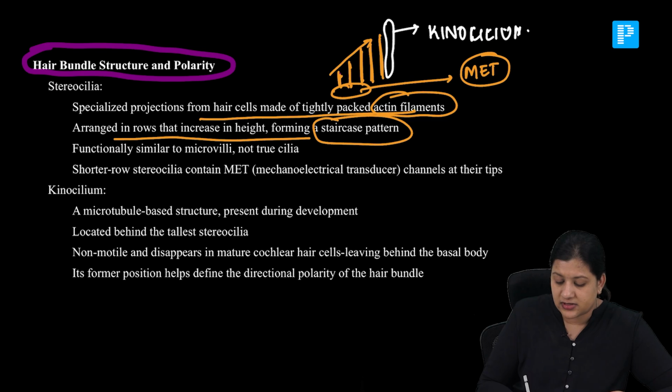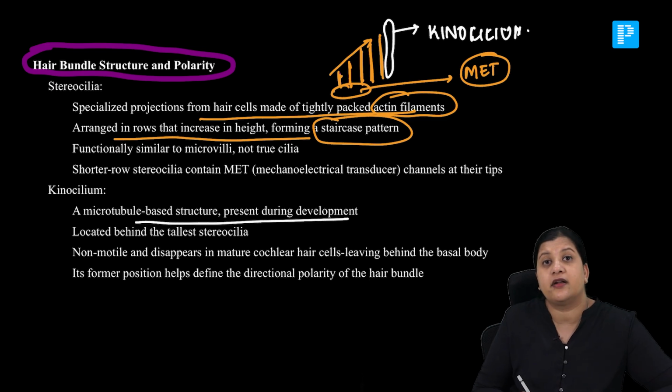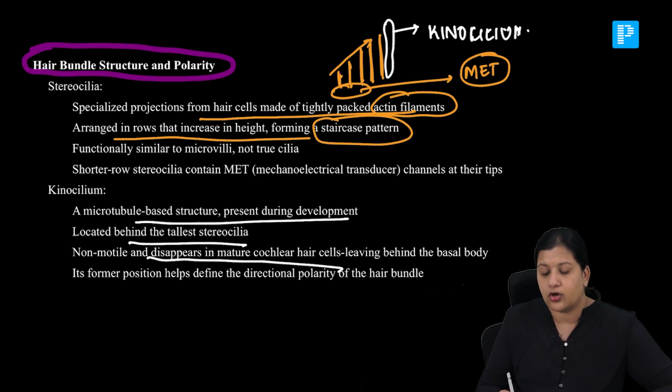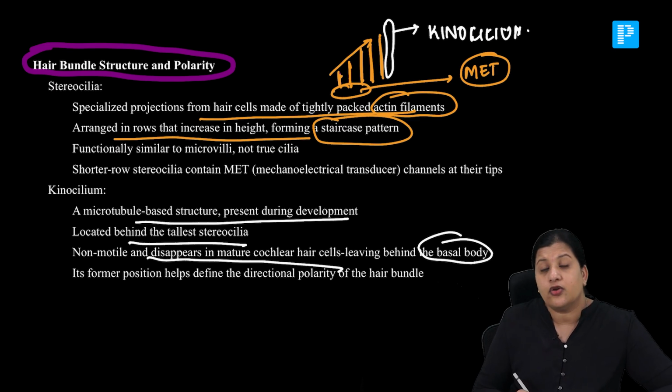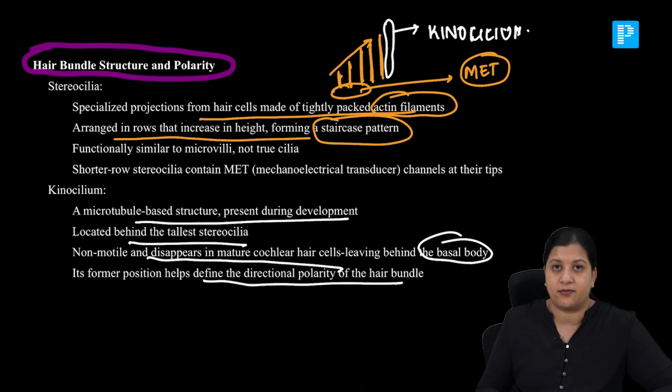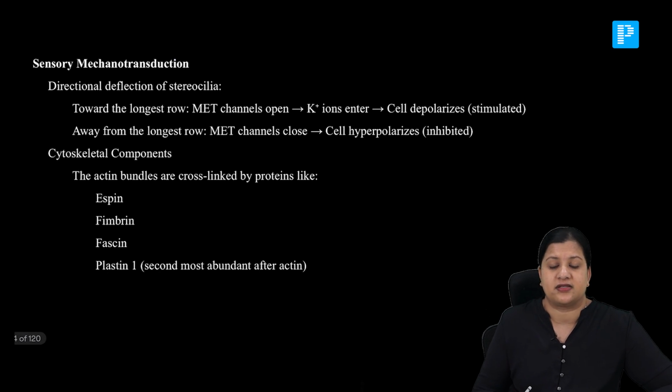So what is a kinocilium? Basically, the kinocilium is a microtubule that is present during development, located behind the tallest stereocilia, and this usually disappears in the mature cochlear cells, leaving behind a body called the basal body. Now, the direction of movement will help us understand the polarity of the hair bundle. What do I mean by this?